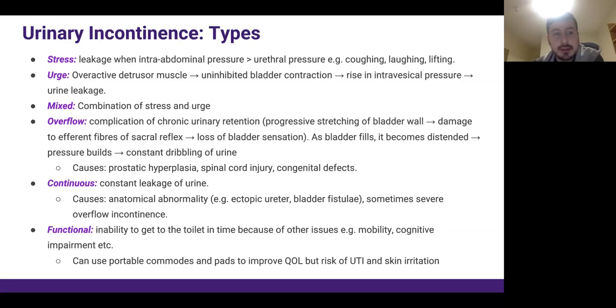The other important types of incontinence include functional. You'll find that most in your exam. That's when patients can't get to their toilet in time because of other issues. It's not that they have intrinsic urinary tract disease, but because they might have difficulty mobilizing or they might have cognitive impairment, they often can't physically get themselves to the toilet and as a result have incontinence because of that.